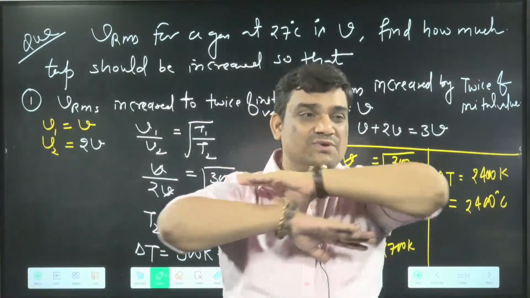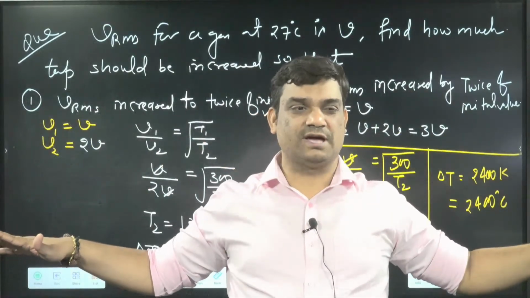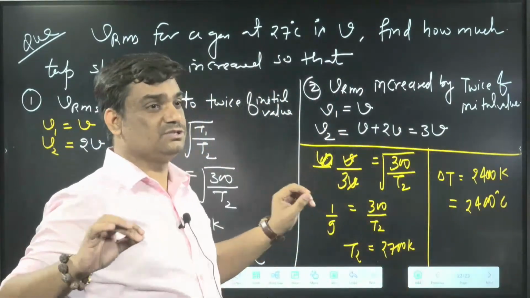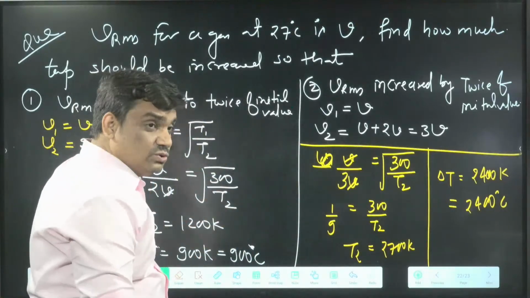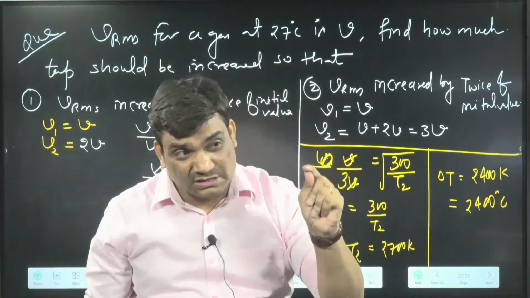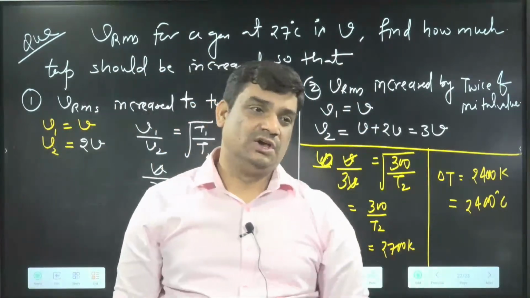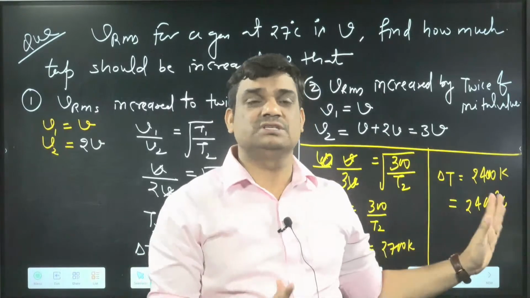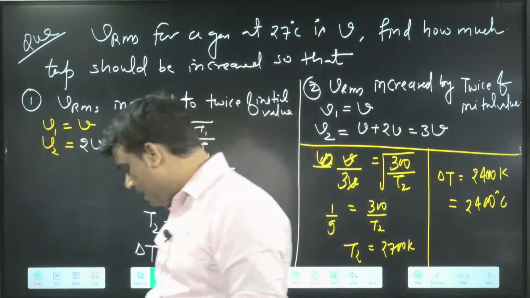So today you can try VRMS questions. All the questions of VRMS you can get. And this language will be used a lot of times: increased to and increased by. A lot of people make mistakes in increased to and increased by across multiple chapters. We are going to use this thing, increased to and increased by.